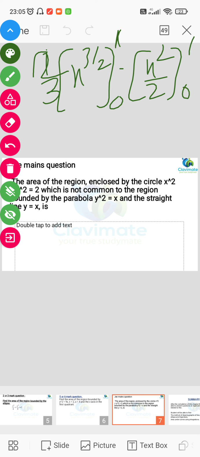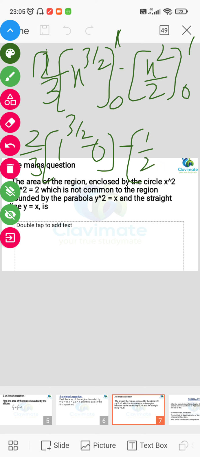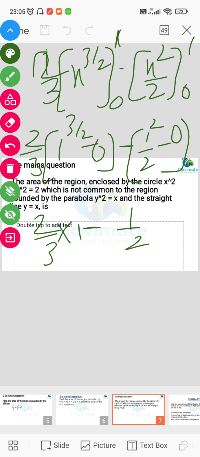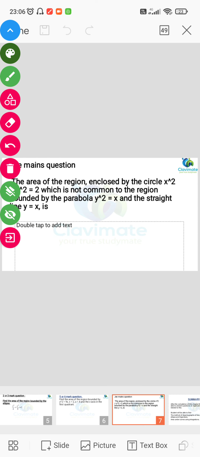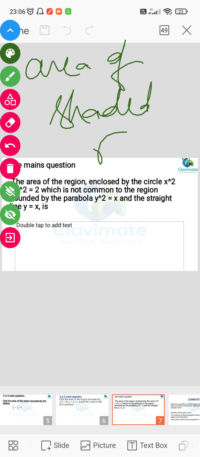Putting the upper limit and lower limit, here it will be 1 power 3 by 2 minus 0, and it will be 1 square by 2 minus 0. So it is 2 by 3 into 1 minus 1 by 2. So this is 2 by 3 minus 1 by 2, which is equal to 4 minus 3 over 6, which is equal to 1 by 6. So the area of the shaded region is 1 by 6, and we had to find the area which is not common to the region bounded by the curves.